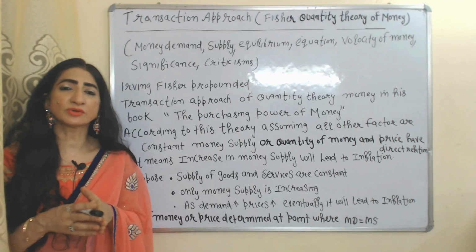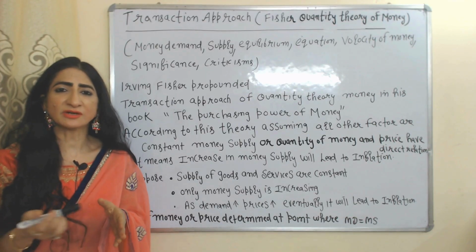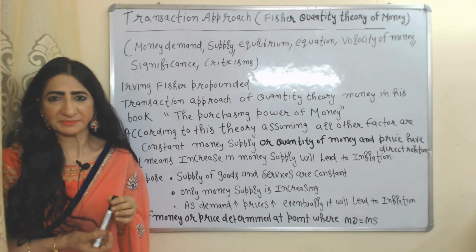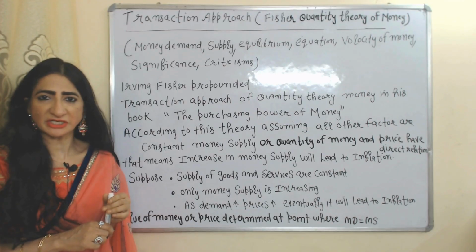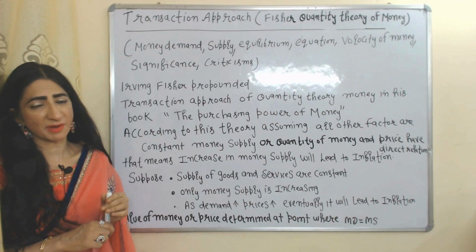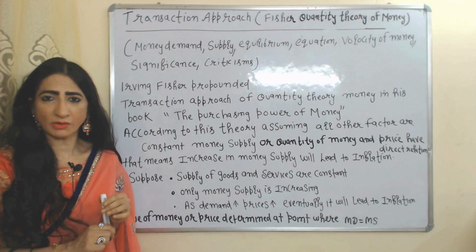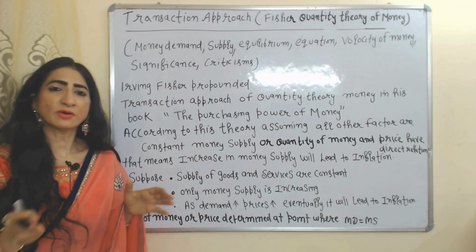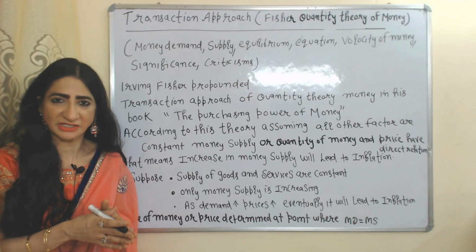Today we are going to talk about the transaction approach, or we can say Fisher's quantity theory of money. This theory was given by American economist Irving Fisher in his book named The Purchasing Power of Money. According to this theory, other factors remaining constant, money supply, or the quantity of money, and price have a direct relation.